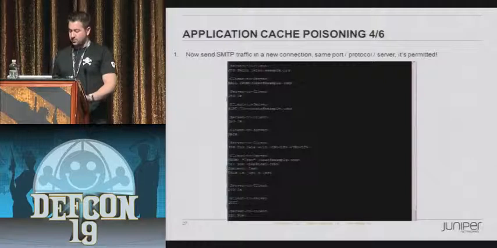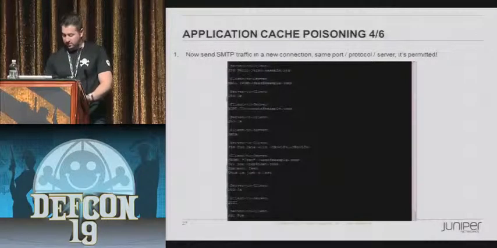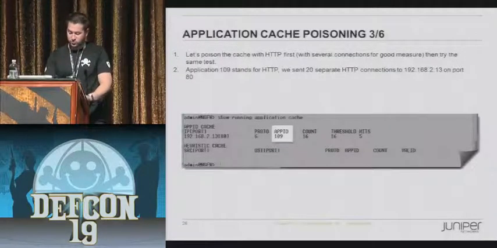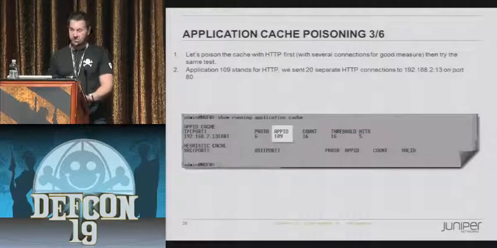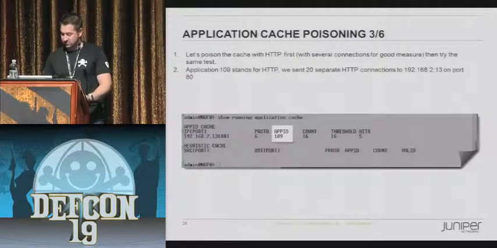And so now, whereas before I couldn't send my SMTP traffic through, I can. It worked just fine. The reason why is because it identified that traffic on TCP port 80 on the server, which is 192.168.2.13. Anything that goes over there until this cache entry times out is going to be considered HTTP, even though it isn't.